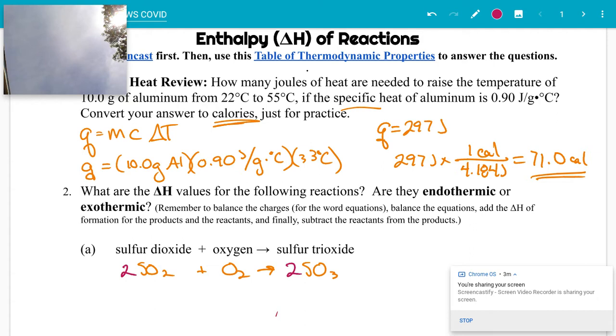Oxygen is an element, so oxygen is always going to have a delta H of formation value of 0, so we don't have to worry about that one. But to figure out the delta H for the entire equation, remember that delta H is telling us how much the energy is changing. If it's a positive value, then it's an endothermic reaction. And if it's a negative value, it's an exothermic reaction.